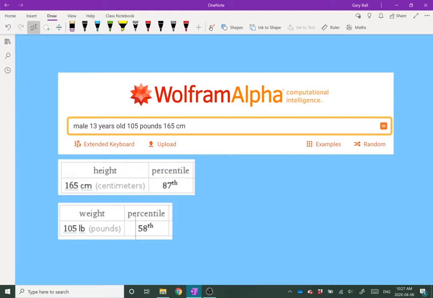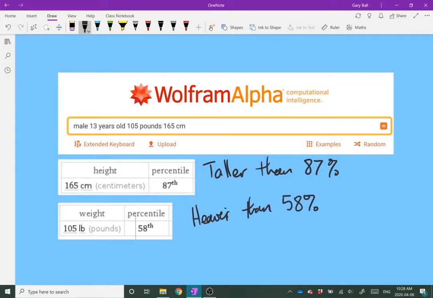So before we get into calculating it, let's take a look at a couple of things here. Here's my oldest son. He's 13 years old, 105 pounds, and 165 centimeters tall. So here's a common place where we use percentiles. When we look at his height, he is in the 87th percentile. So if I compare him to other 13-year-olds in North America, he is taller than 87% of them. When I look at his weight, that means he is heavier than 58%. Okay, so it just compares them to the other data points in the particular group.